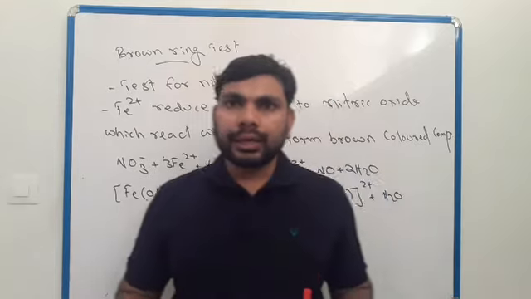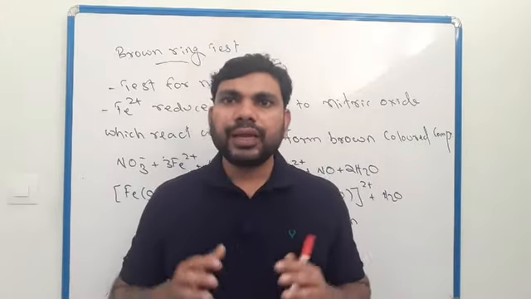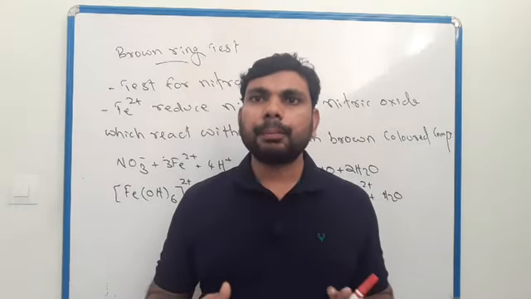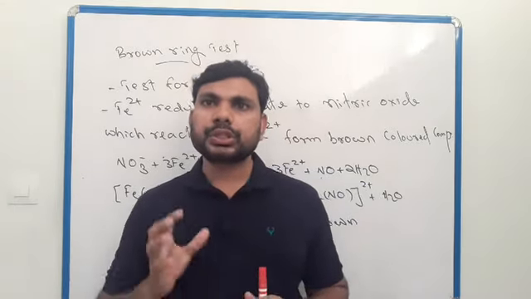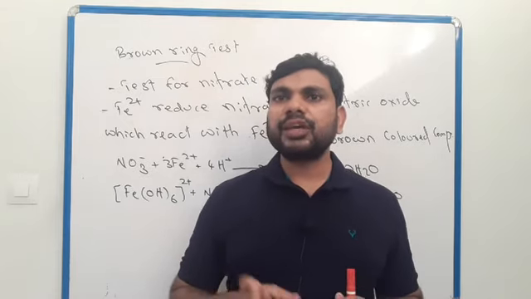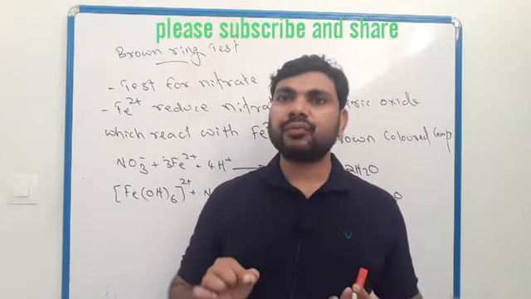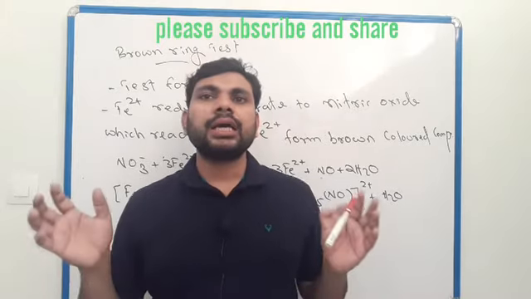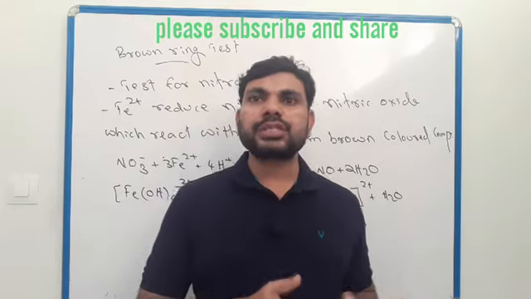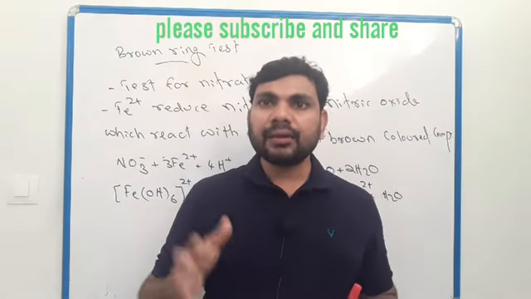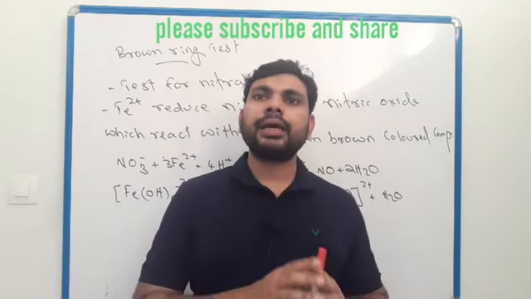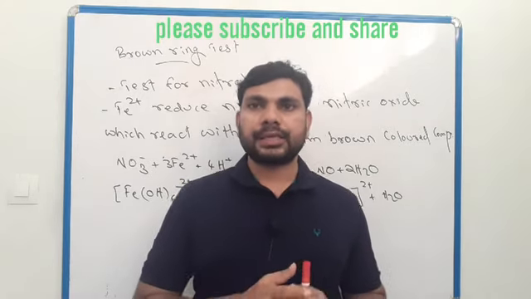Clear? Okay, in the last part of this video, we have to discuss the Brown ring test. We know the Brown ring test is used to test the presence of nitrate. Here, Fe2+ from ferrous sulfate reacts with nitrate and forms nitric oxide. Again, Fe2+ reacts with the nitric oxide and forms a brown complex.